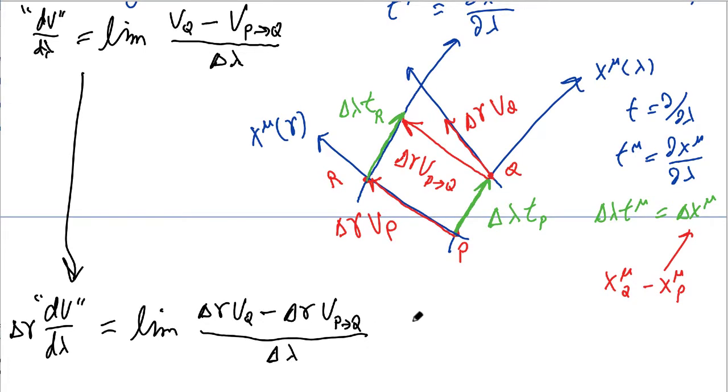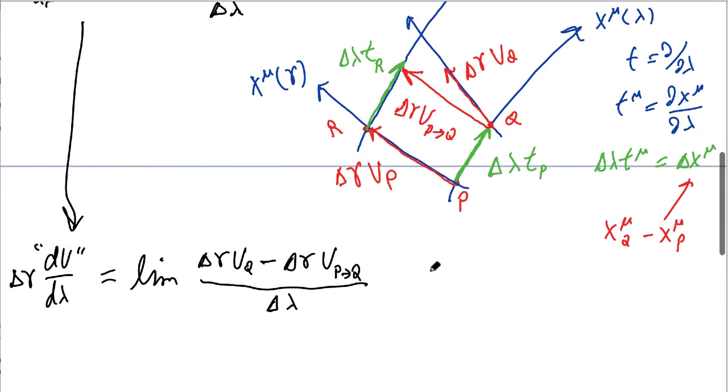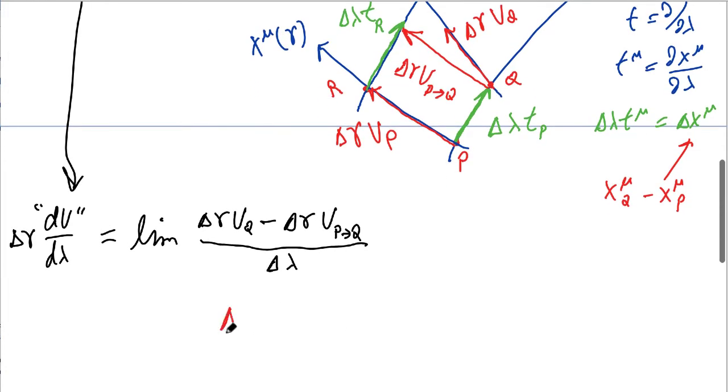Now let's remember that the components of a displacement vector are just the difference between the coordinates at the tip and the coordinates of the tail. So for this vector in particular, the components of this vector are just the coordinates of the tip minus the coordinates of the tail. So let's write that out explicitly. We have delta gamma v p transported to q, and we're looking at the components of that vector.